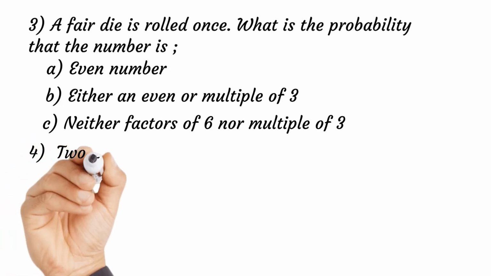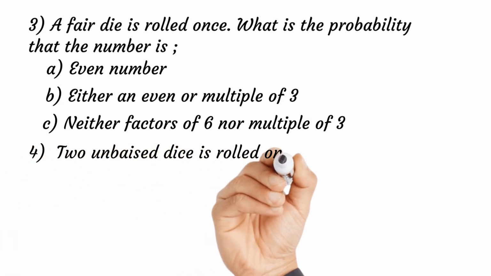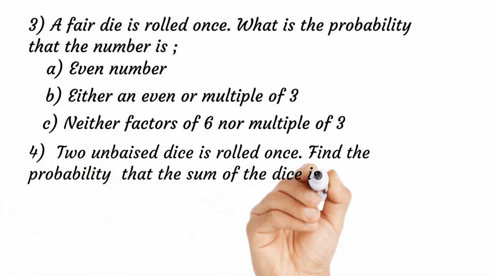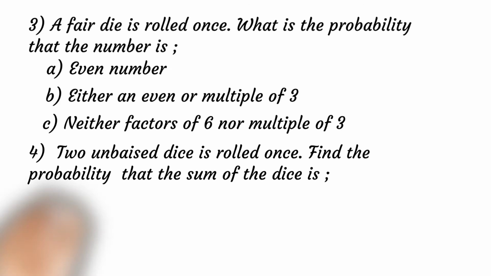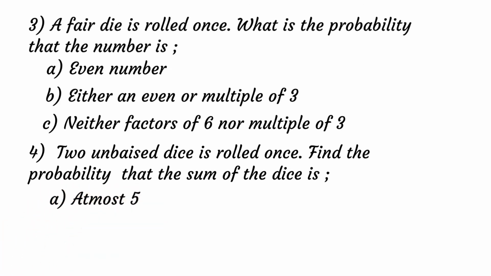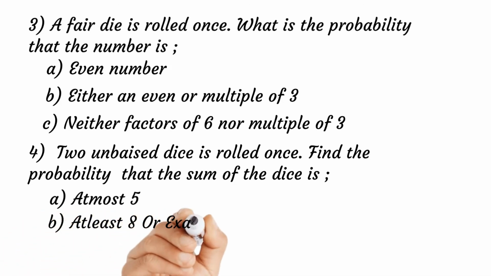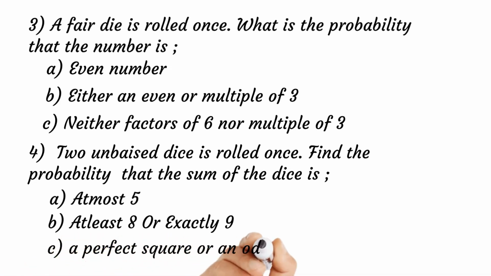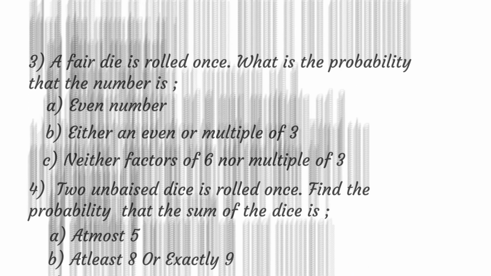Okay, and then the final question, number 4, two unbiased dice are rolled once. Find the probability that the sum of the dice is, so you get a table for that, right? At most 5, okay, at least 8, or exactly 9, or means plus, don't forget, a perfect square or an odd number.